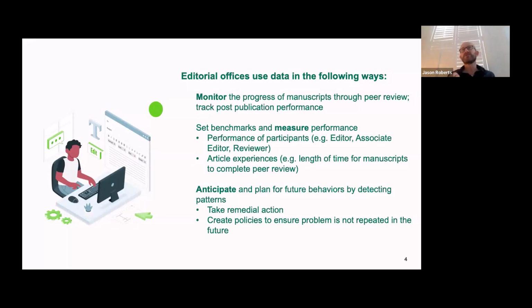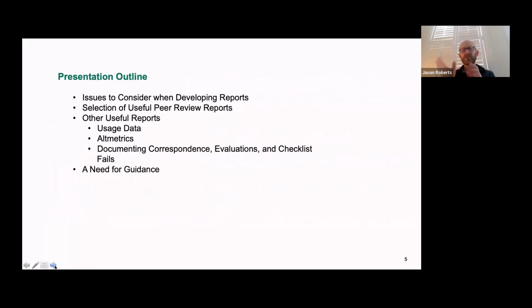And then you can also use data to anticipate future behaviors, particularly, I think, with reviewer data. You can look at that and go, there are patterns in the way the reviewers are behaving. So why repeat the same mistakes if you're struggling to find reviewers and they all keep saying no? Maybe there are clues in the data as to why they're saying no. And we'll explore that a little bit.